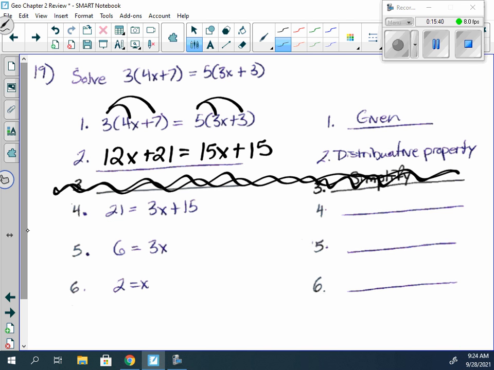Because this here can sometimes be restrictive on your thought process. What did they end up doing? They subtracted, well, that would be our subtraction property of equality. Then what did they do next?